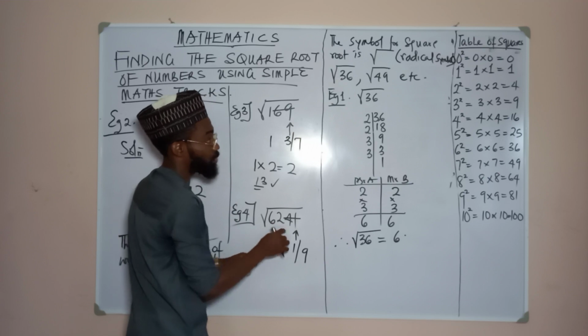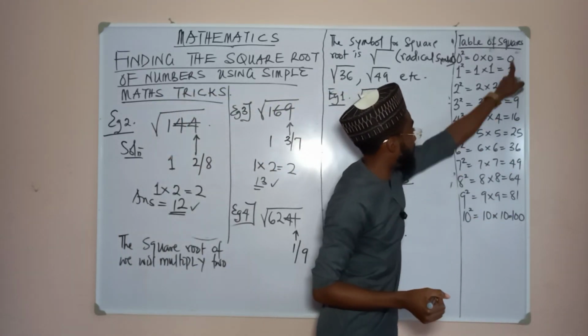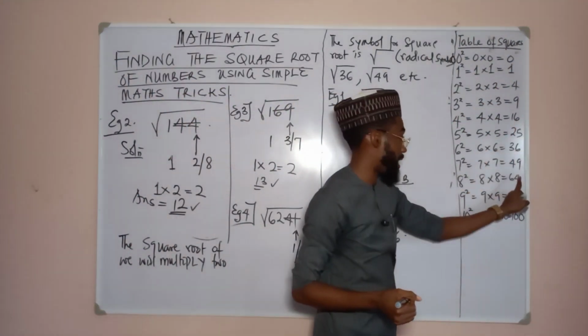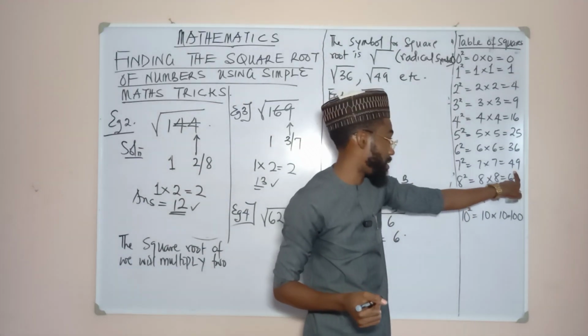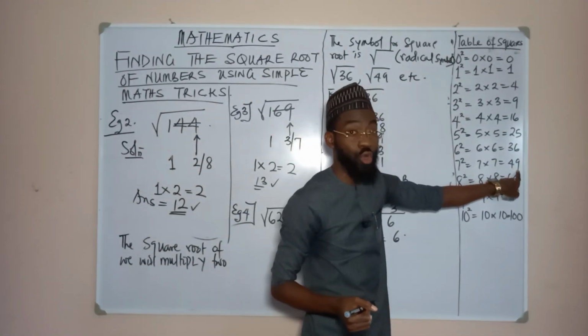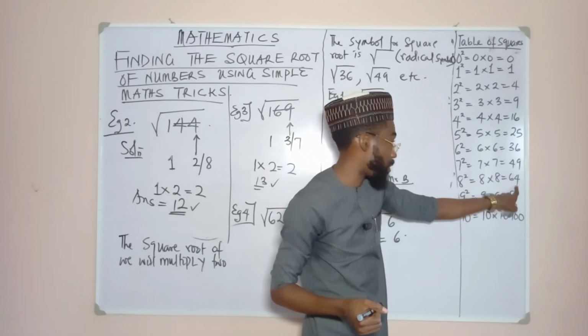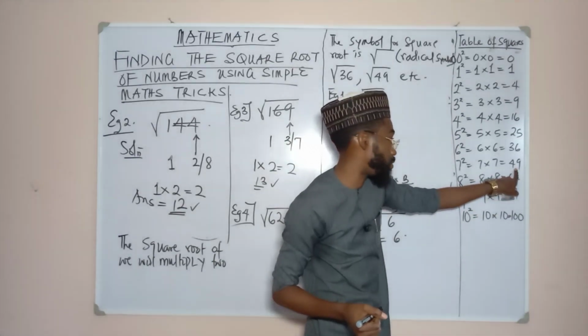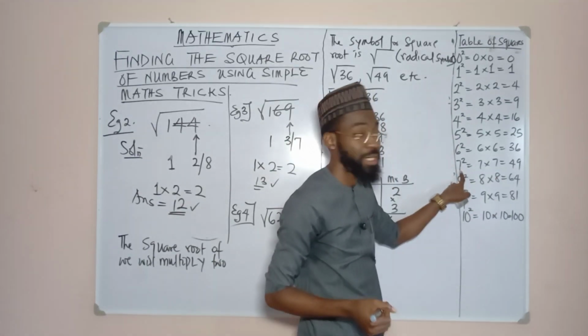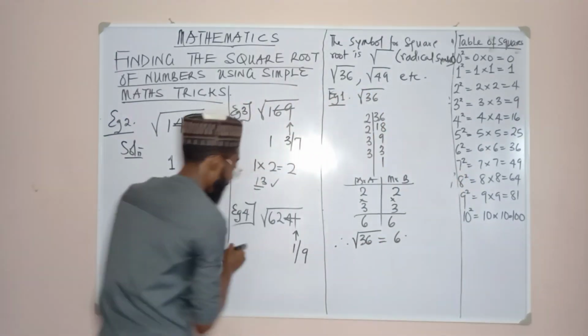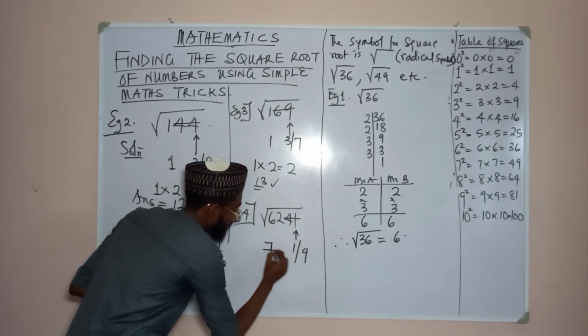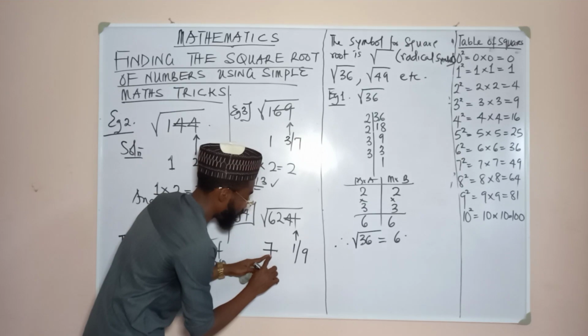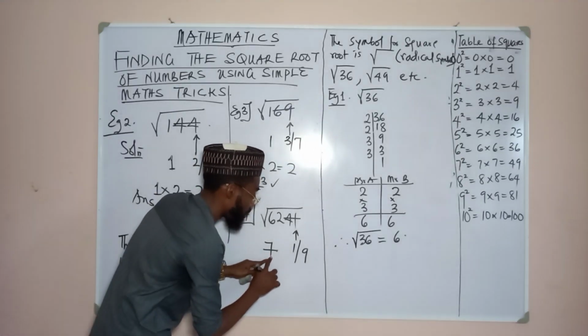Go and look for 62 in your squares. You can see that 62 is not there. Whenever you notice that the number is not there, go for a number that is closest to 62, not more than it. And the number that is closest to 62 here is 49, which means it is traced to 7. Write down the 7. Your answer is either going to be 71 or 79.